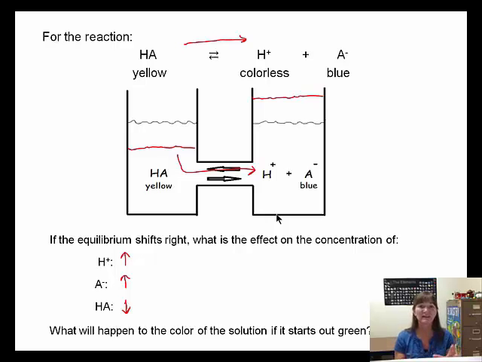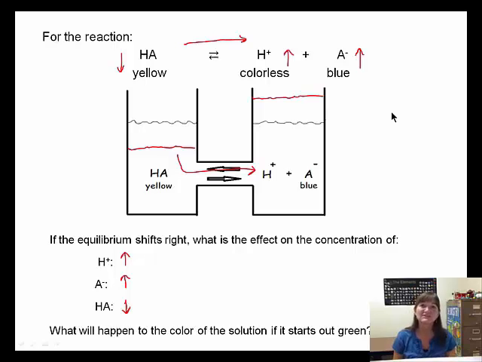So remember at the very beginning we had a certain amount of yellow molecules and blue molecules, and so what our eyes saw was a green color. If it shifted to the right, where I am making more of the blue anion and more of this colorless hydrogen ion, and we said that our yellow molecules decrease, what happens to the color of the solution you're looking at? Now it's not going to turn completely blue. We're going to say that it's going to turn bluer or less yellow, or maybe it might turn more like a forest green or something.